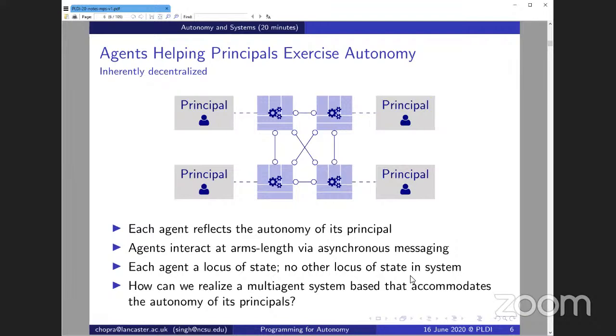So we capture that intuition. In this page and the previous page, the intuition is that there is an inherent decentralization. This is the traditional human-based, you can say, societal sort of decentralization. And this is our target. We want an equivalent notion of decentralization that applies for software entities as well. And this is what brings us into programming for autonomy.